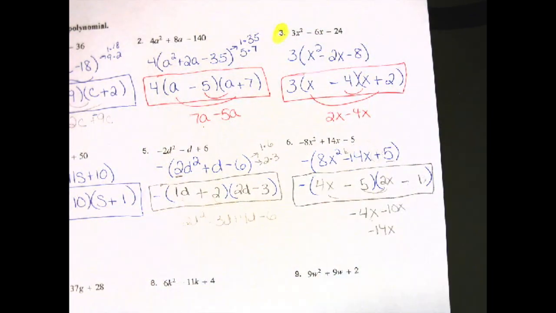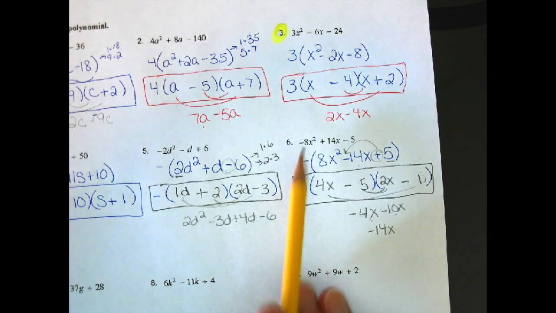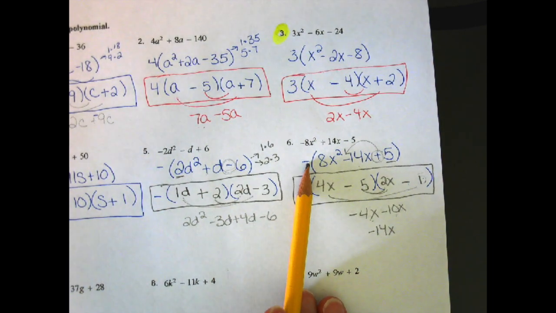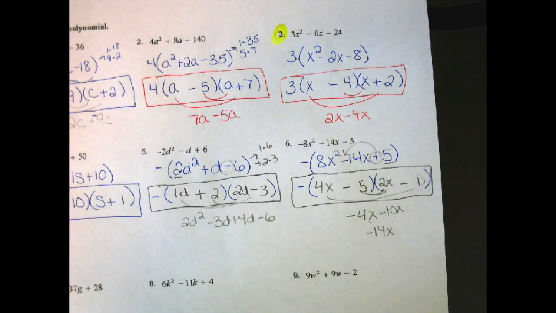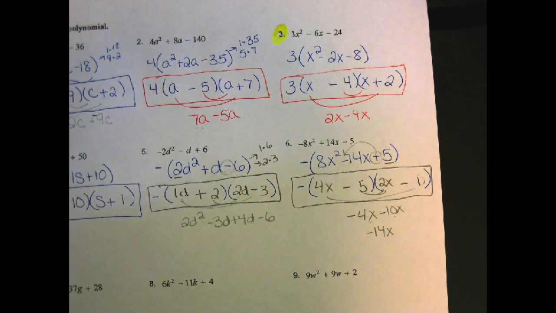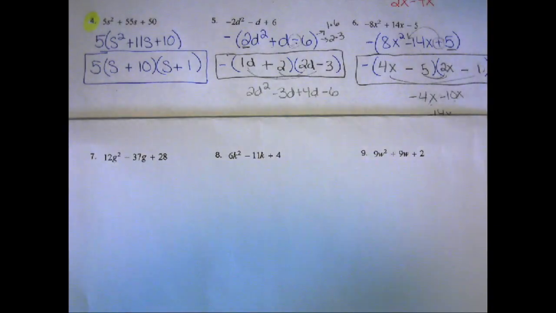So a negative symbol can also be considered a greatest common factor, even though we may not think of it that way. It actually does hold the same properties. Okay, all right, let's give number 7 a try.